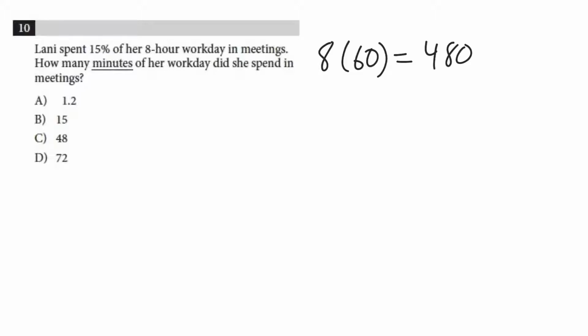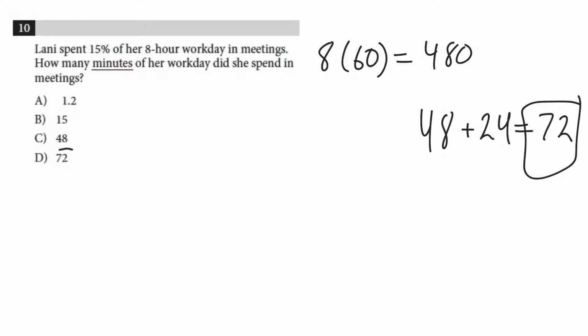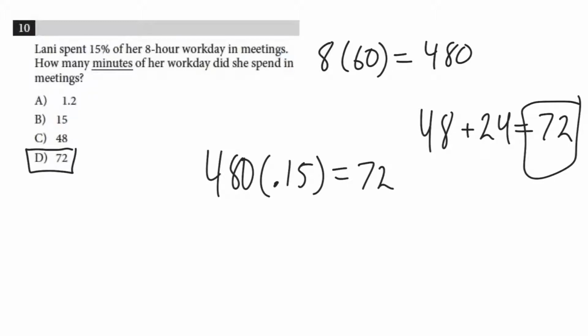Okay, so let's figure out what 15% of that is. Well, right off the bat, I know 10% of 480 is 48, and 5% must be half of that, so 24, and that's going to be 72 minutes. So I didn't even need to use a calculator. But if you did, you could just type in 480 times 15%, 0.15, and you would get 72.